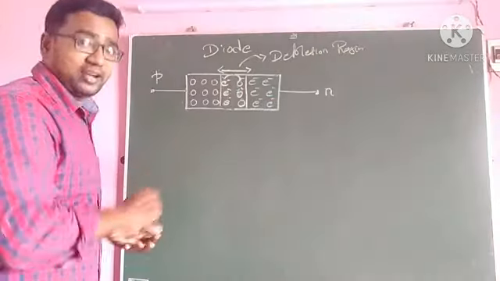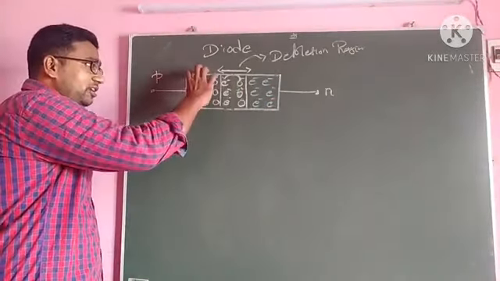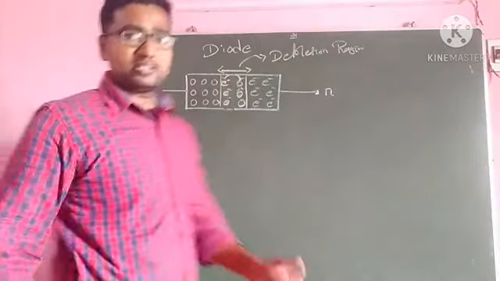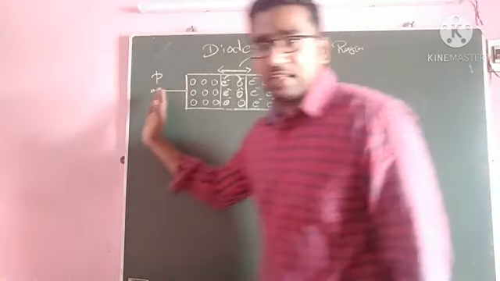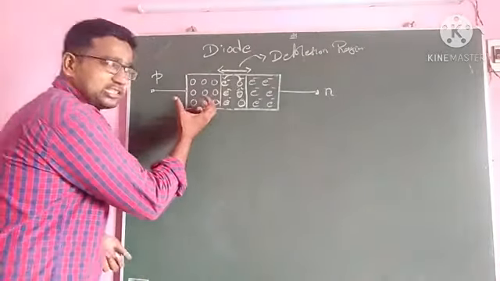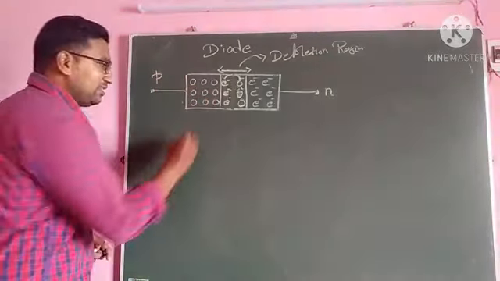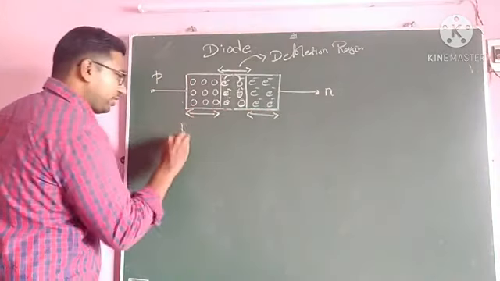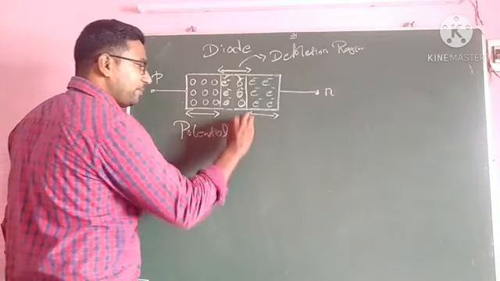On the other hand, on the left-hand and right-hand sides, there are plenty of holes and plenty of electrons. There are a large number of electrons present in the n-type semiconductor and a large number of holes present in the p-type semiconductor. There is a maximum amount of potential at this point. This region is called the potential barrier.